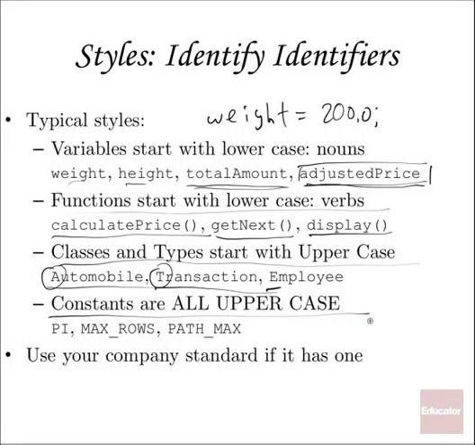Constants tend to be in all uppercase. So we have PI as a constant. We hope it's never going to change. The maximum number of rows that you're allowed for something, PATH_MAX. If you have a file name, it has to be a certain path to get that particular file. You have a maximum number of letters in that path.